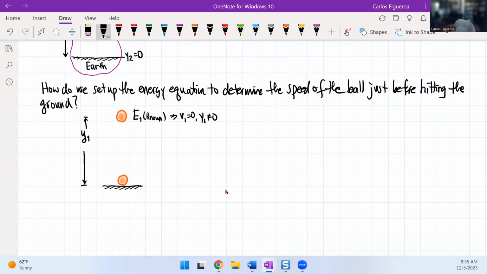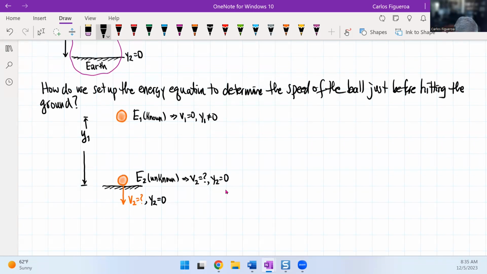And so as this ball falls, our goal here is to predict what is the velocity at this point. I don't know the velocity, but I do know that at the ground, this thing is 0. So this now becomes my energy 2, which is my unknown energy. Again, why is that? We don't know the speed here, but we do know what the height is right there. So what does the bar diagram tell us here?